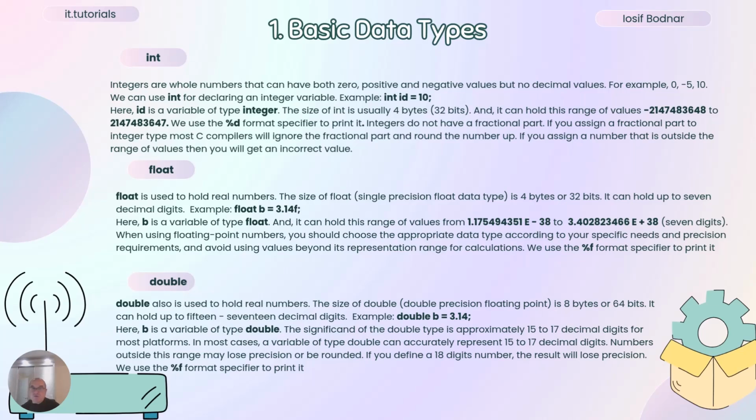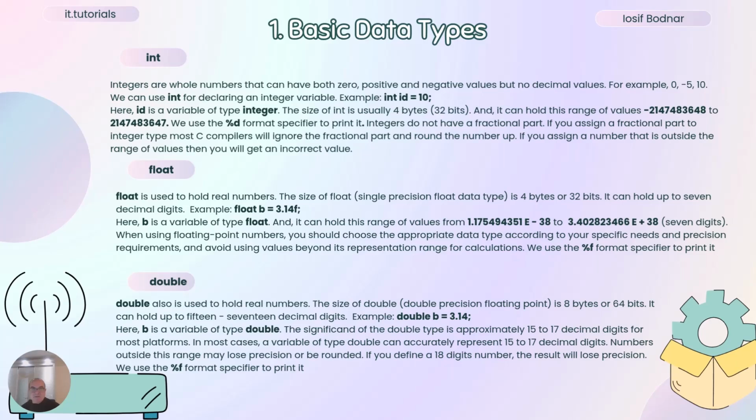When using floating point numbers, you should choose the appropriate data type according to your specific needs and precision requirements, and avoid using values beyond its representation range for calculation. So you need to pay attention when you use this float data type, because if the precision you need is high and the number needs to be represented very accurately, then maybe it's better if you use double than float, because double has a higher precision than float and can represent a bigger range of values, and also can represent approximately 15 up to 17 decimal digits. So these are the most important differences between these two data types, double and float.